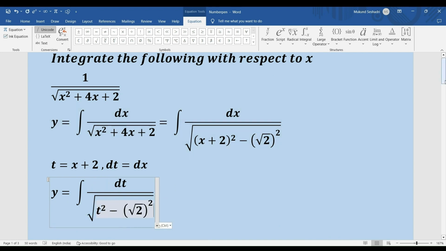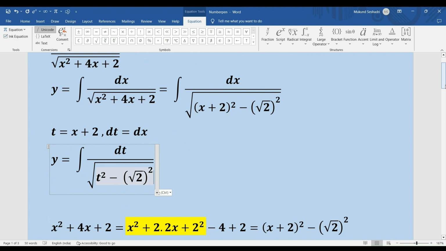This is what I have: integral of dt divided by the square root of (t square minus root 2 the whole square), right? Now, in my recent videos, we solved expressions of the type integral of dx by x square minus a square, or dx by a square minus x square, which we resolved using partial fractions, right? And that was pretty much simple. Now here, I don't think you can resolve this using partial fractions because you have a square root term in the denominator, unlike some of the previous problems we solved, right?